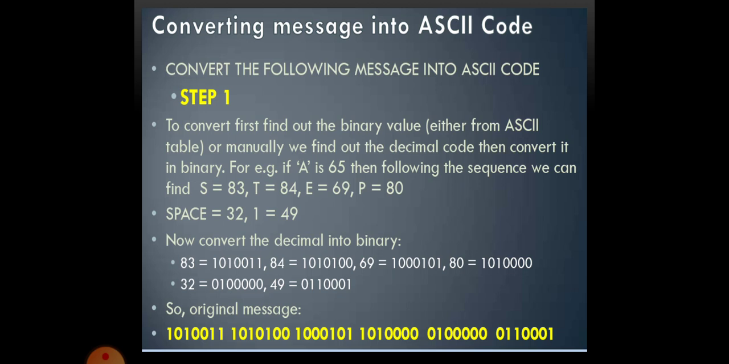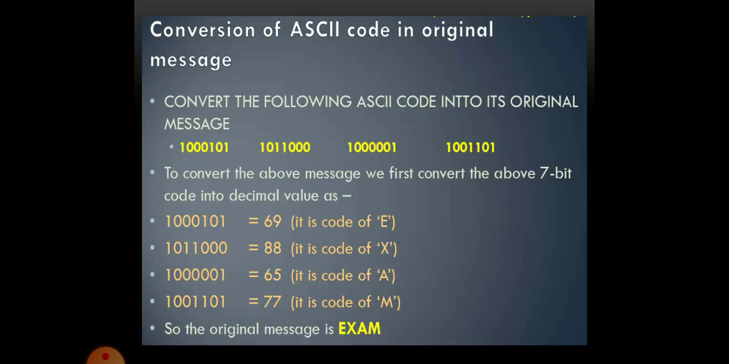So the original message becomes these many digits. This is called a string of bits, or sequence of bits, or stream of bits. The space can be represented in binary like this. Now the computer is very fast, so it has to convert these bits back into the original message.